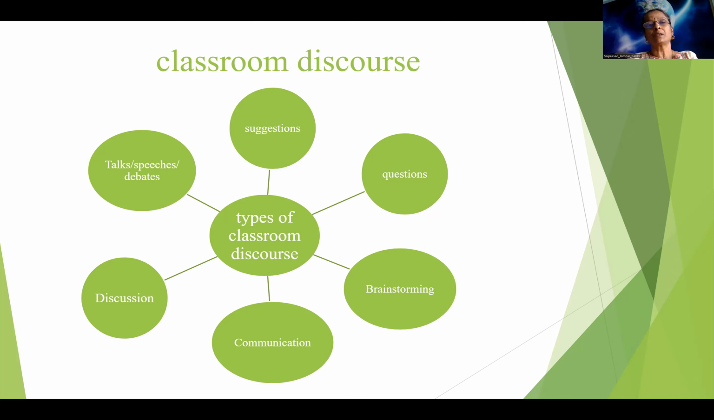Moreover, when a topic is given to the students to be discussed in the classroom and they put in their thoughts, we call it brainstorming. There is storming of the brains of the students who are discussing the topic. There is also communication. When I say communication, it refers to a two-way communication between the teachers and the students. There is also discussion between the teachers and students, and there may also be discourse in the form of talks, speeches, or debates. So these are different forms of classroom discourse.